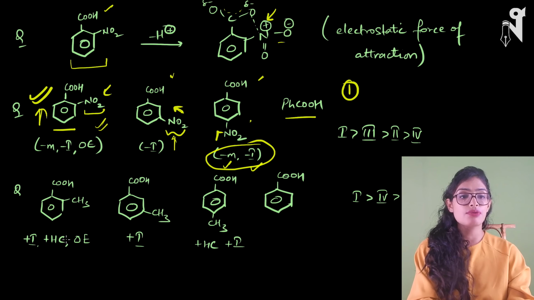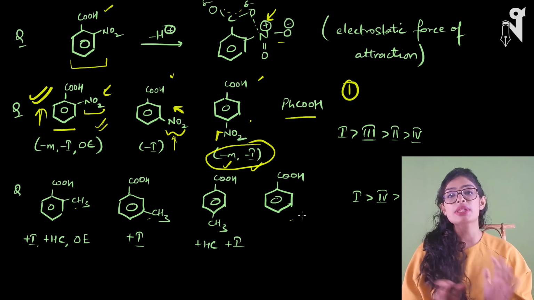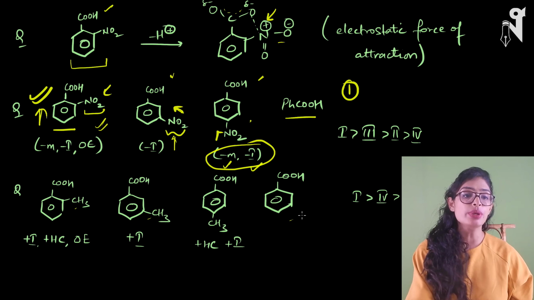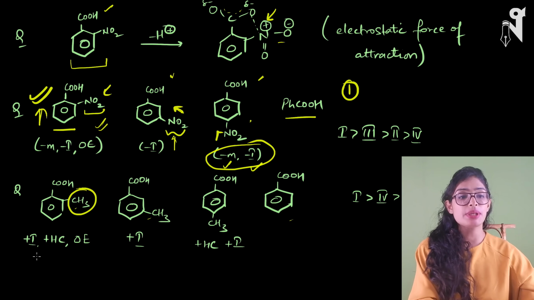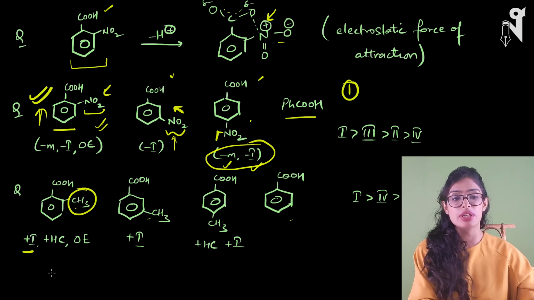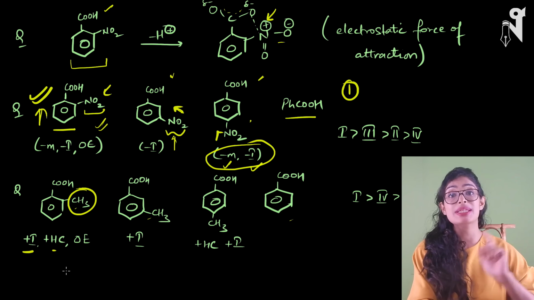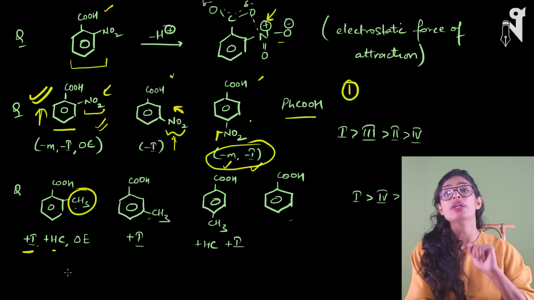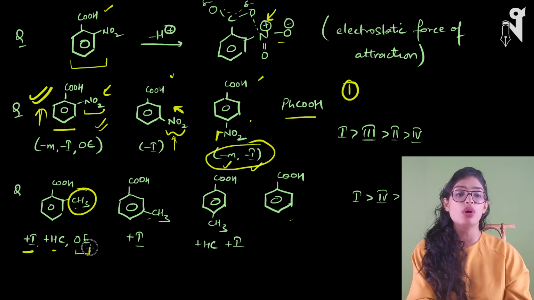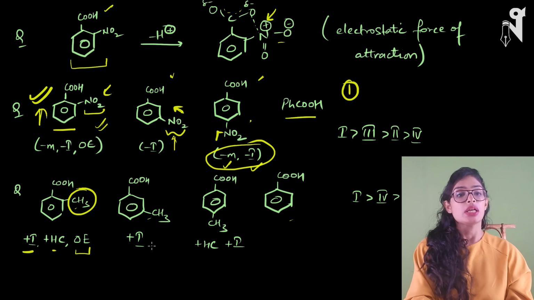Look at the next few compounds. Now I have to arrange this COOH with CH3 on ortho, meta, para, and then benzoic acid. I have to arrange them in the acidic strength order. Let's understand how we have to do it. What all effects can CH3 exhibit? It can exhibit plus I effect due to the inductive plus hyperconjugation. So basically donating through inductive, donating through hyperconjugation, and it also exhibits the ortho effect.